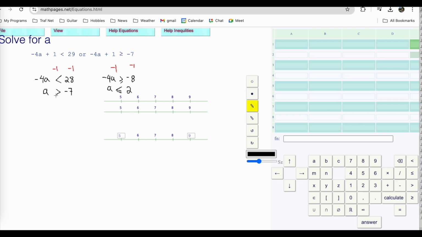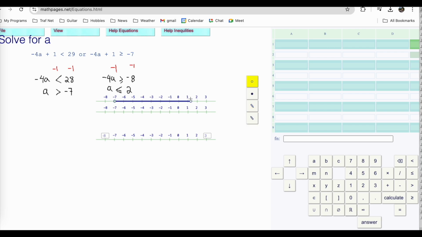A is greater than negative 7. A is less than or equal to 2. I'm going to have a negative 7. I'll go to negative 8 as my lower bound, and my upper is 2. I'll go to 3. I'm going from negative 7. A is greater than negative 7, so negative 7 is not included. We get a hollow dot at negative 7, and we're greater than negative 7, so we're going to shade this direction. Then A is less than or equal to 2. Solid dot on the 2, and A is less than that.